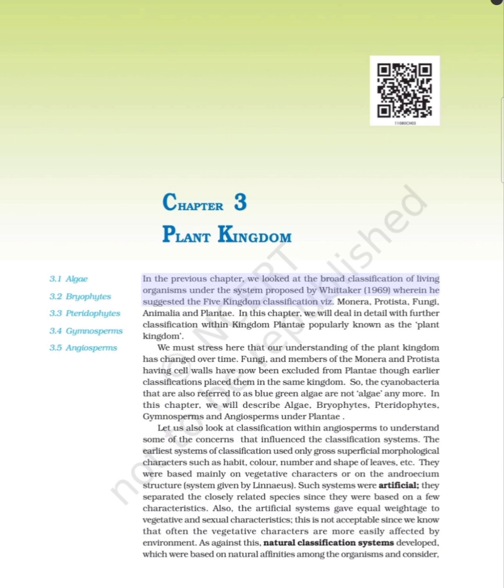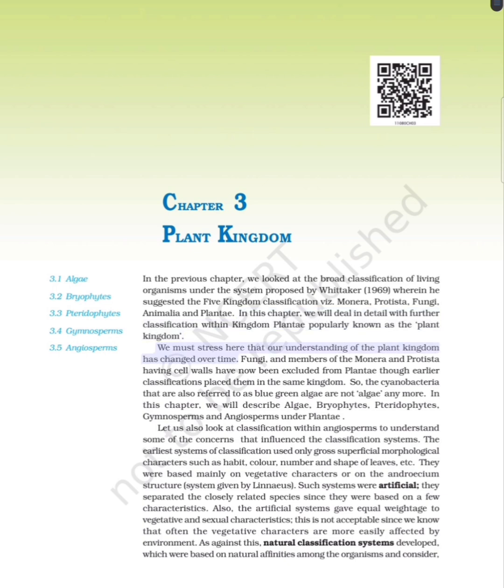In the previous chapter, we looked at the broad classification of living organisms under the system proposed by Whittaker, 1969, wherein he suggested the 5-kingdom classification, viz. Monera, Protista, Fungi, Animalia and Plantae. In this chapter, we will deal in detail with further classification within Kingdom Plantae, popularly known as the plant kingdom.